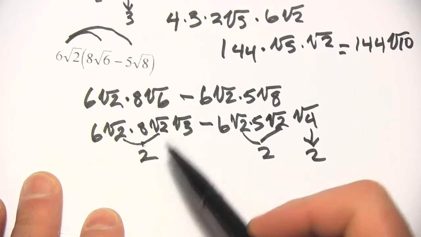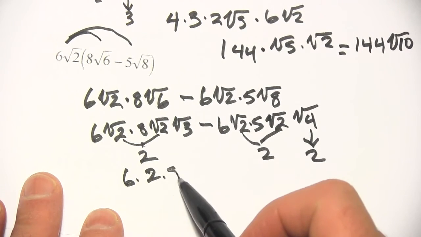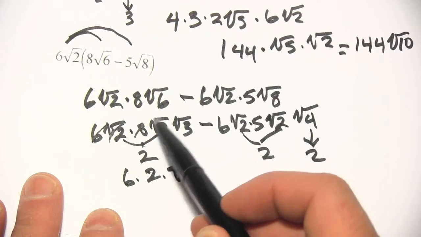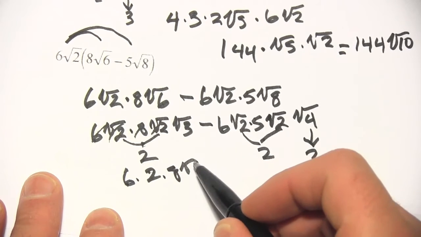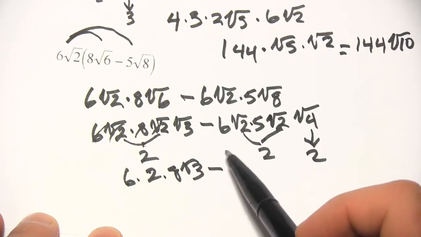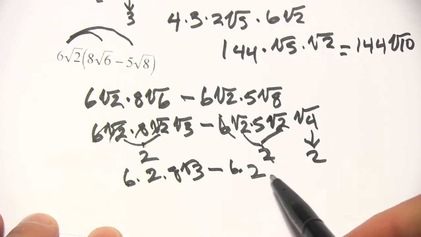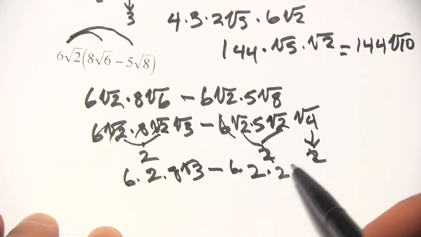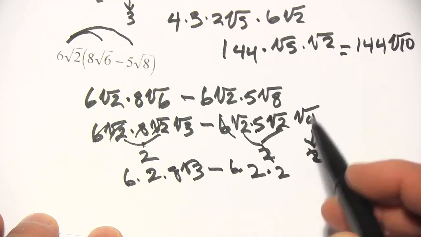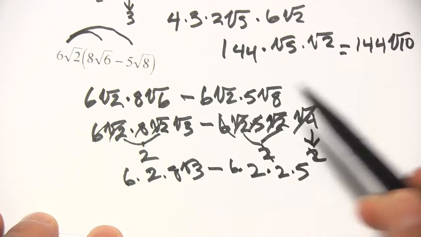Now I have 6 times 2, and I've got that 8. And we've dealt with all of that. And then I just have that square root of 3 left over that I couldn't do anything with. And then I have my minus sign. And then here I have 6. And then I have this 2. I have this 2. And I have this 5. And I think that got rid of everything.